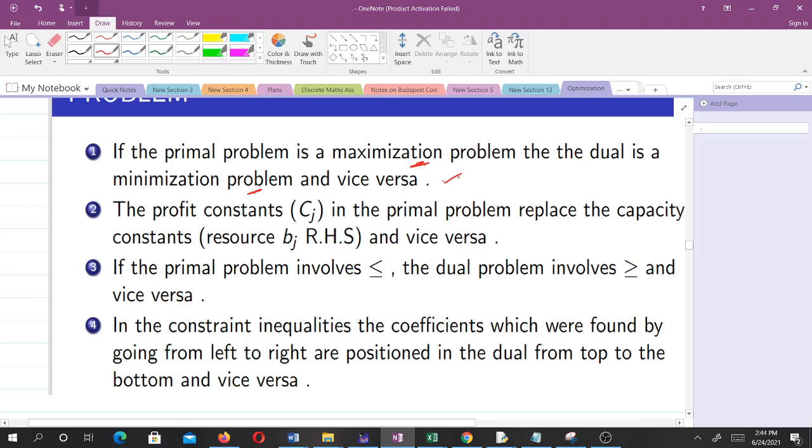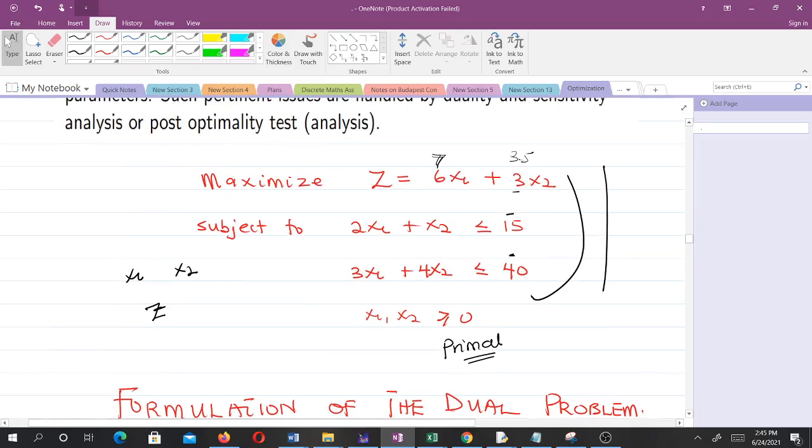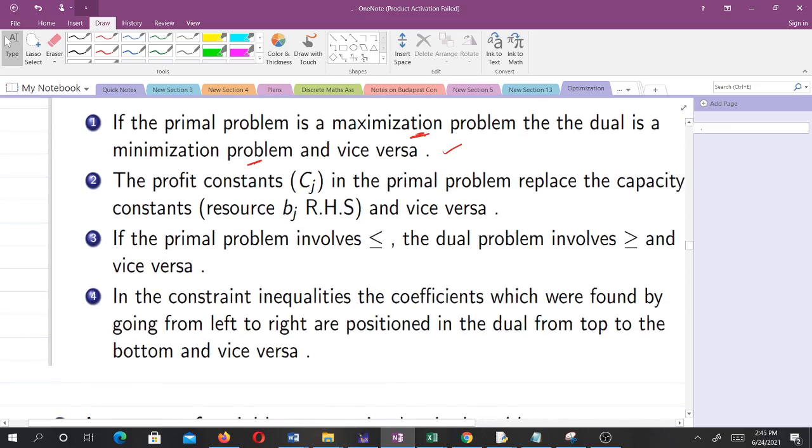The second one says that the profit constant Cj in the primal problem replaces the capacity constant Bj and vice versa. What it implies is that, for instance, if we are writing the dual problem of this primal, you see the 6 here and the 3 here are the coefficients of the decision variables in the objective function. They rather become the right hand side. And the right hand side here, 15 and 40, rather become coefficients in the objective function. That's what the second point implies.